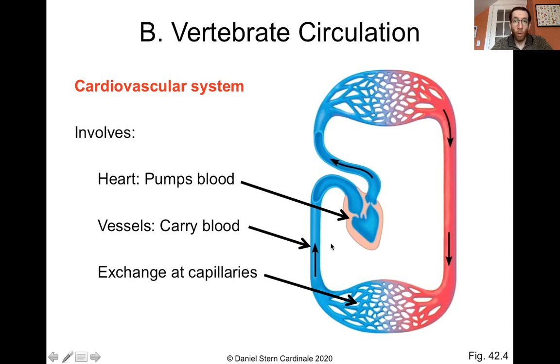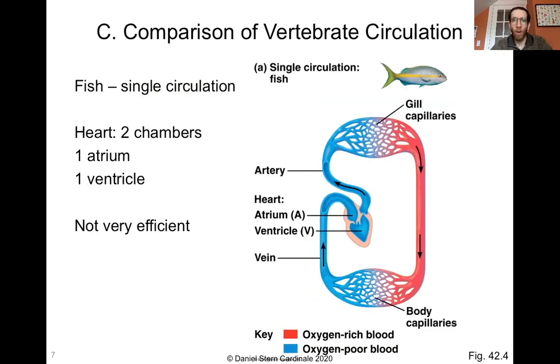And one important feature of this cardiovascular system are capillary beds, which are networks of very small blood vessels where the exchange actually happens between the circulatory system and the rest of the tissues in the body. There are a number of different types of vertebrate circulatory systems, so we're going to start with the most ancestral and work our way up to the most derived systems. We'll start with the system that is characteristic of most fish, and this is called single circulation.